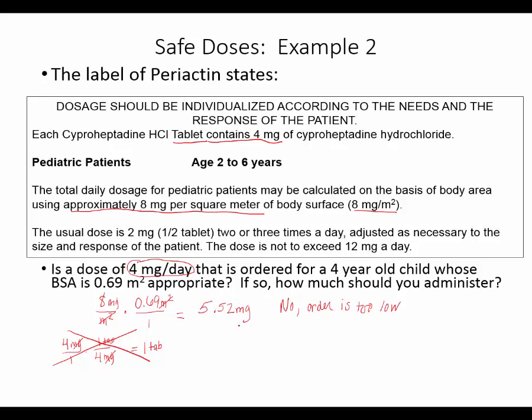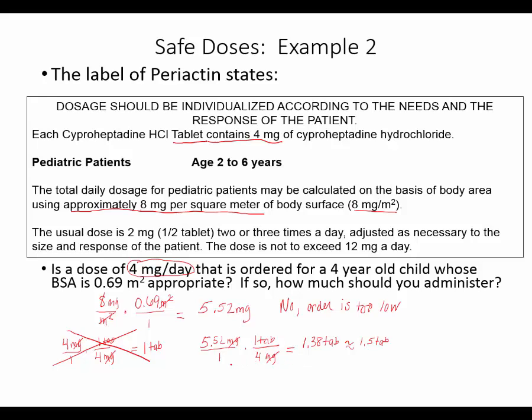If we went and tried to calculate what we should give based on the label, we would start with an ordered amount of 5.52 milligrams, putting it over 1. We know that 1 tablet is the same as 4 milligrams. So milligrams would cancel. We'd do the math on that, and I would get 1.38 tablets. Now that's not feasible because I can't split tablets into 0.38. So that would be approximately 1.5 tablets. That's what the label says we should give.